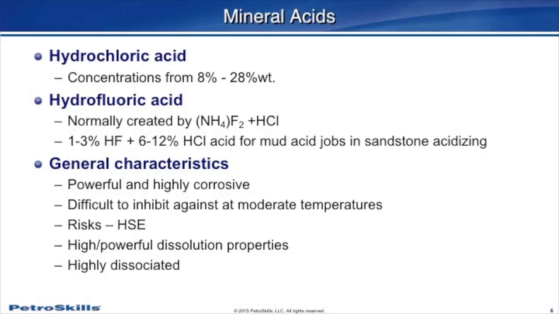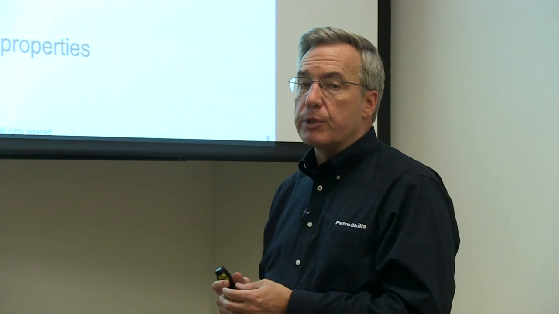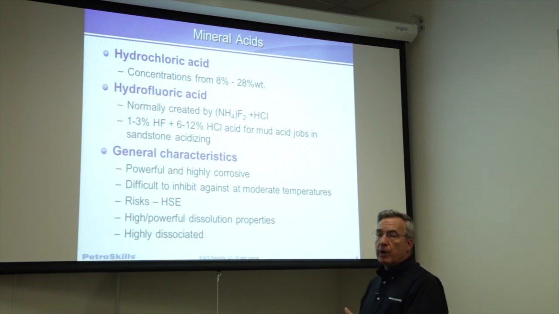So looking at our mineral acids, again, that's hydrochloric and hydrofluoric acid. Hydrochloric acid is used the most in the oil field. Typical concentrations go from 7.5% to 15%, but we can actually go as high as 28% concentrations. Hydrofluoric acid, HF acid, is normally pumped at low concentration, somewhere between 1 and 3% HF, and it's always pumped in combination with either hydrochloric acid or one of the organic acids. And those are normally pumped at concentrations of 6 to 12%. And we'll talk about why we pump those together.